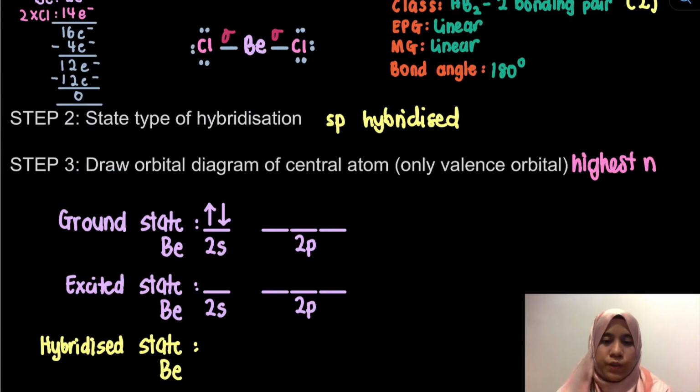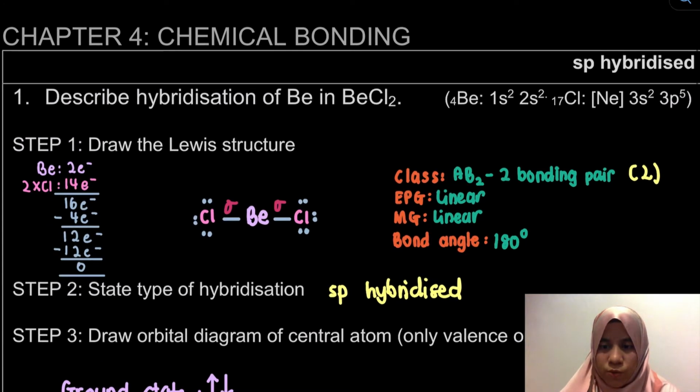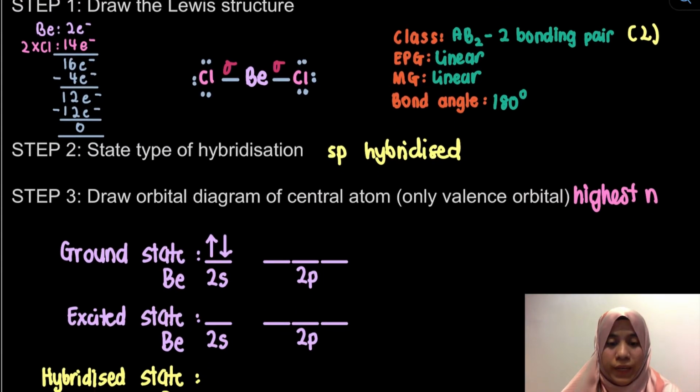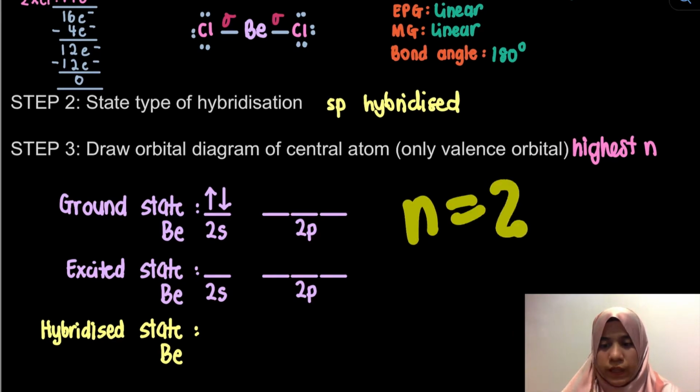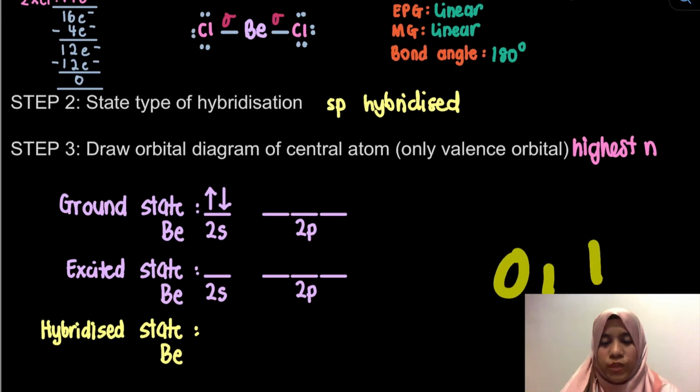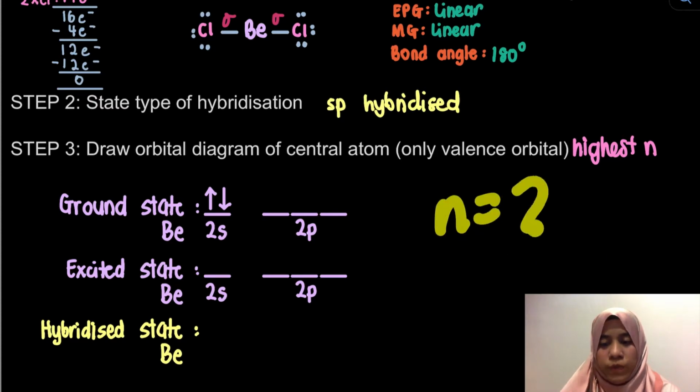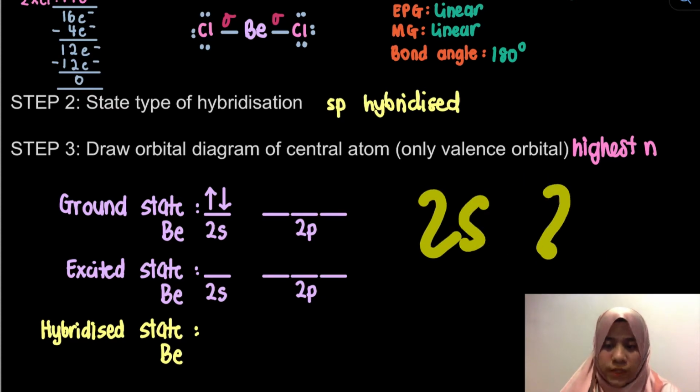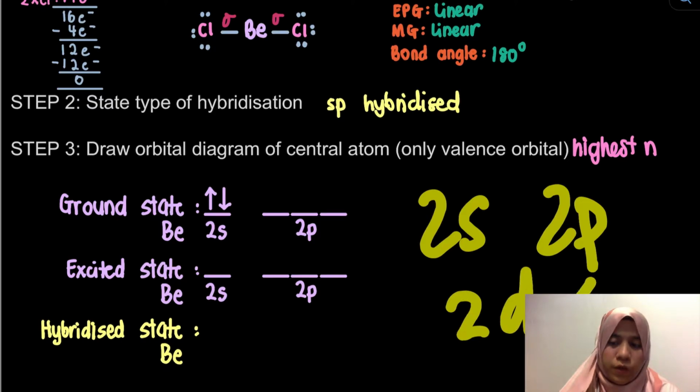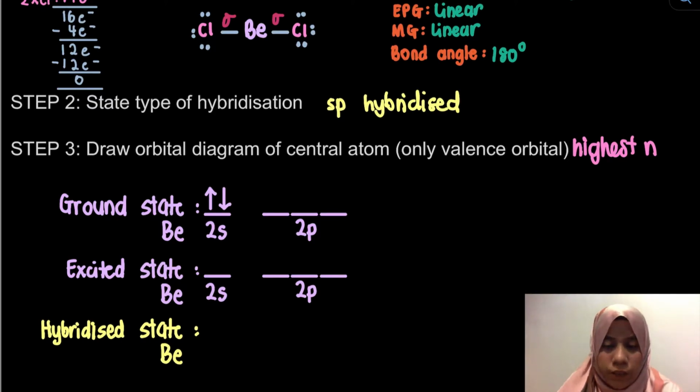Okay, now what we're going to do is draw the orbital diagram of the central atom for the valence orbital, highest n. So now our beryllium is 2s2, here. But we know when n equals 2, l can be 0 or 1. So if n equals 2, it can only be 2s and 2p. 2d is not allowed. So even though the valence electrons have no 2p, just draw the p too, because later we're going to talk about the p orbital here.